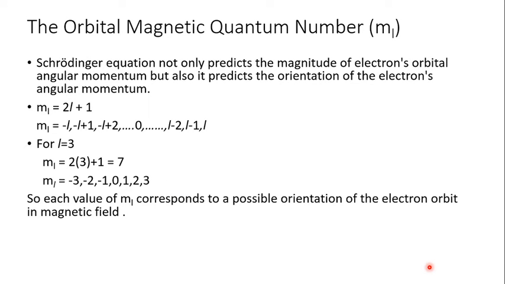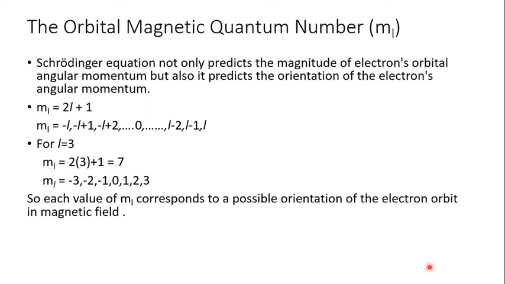The Schrodinger equation not only predicts the magnitude of the electron's orbital angular momentum, but it also predicts the orientation of the electron's angular momentum. See, as we are talking about orientations, that means the electron is continuously orienting in a specific orbital. So what is the limit of those orientations?